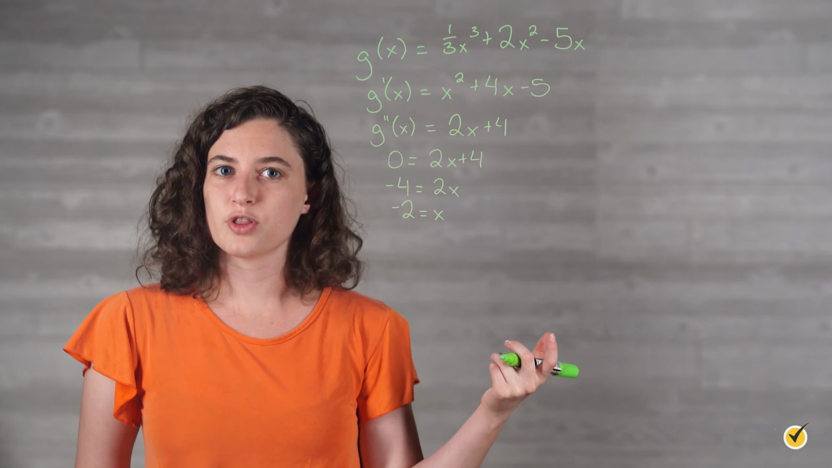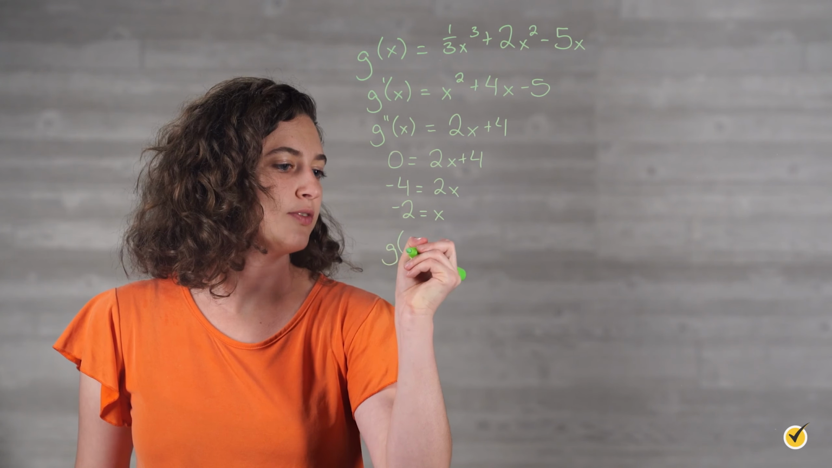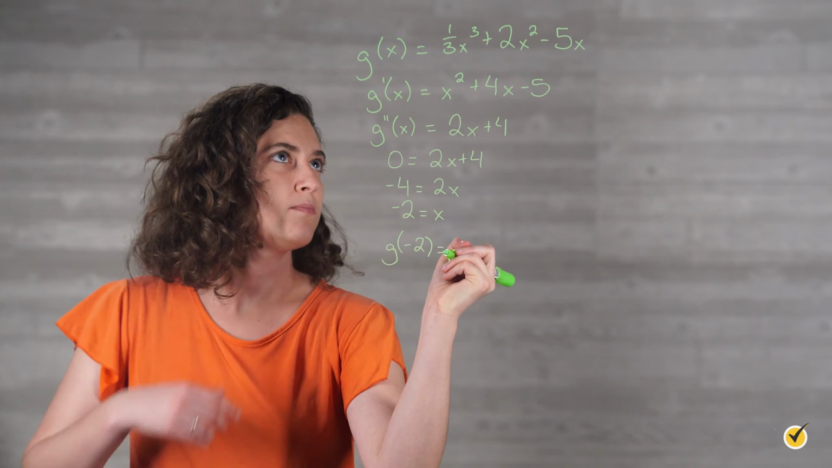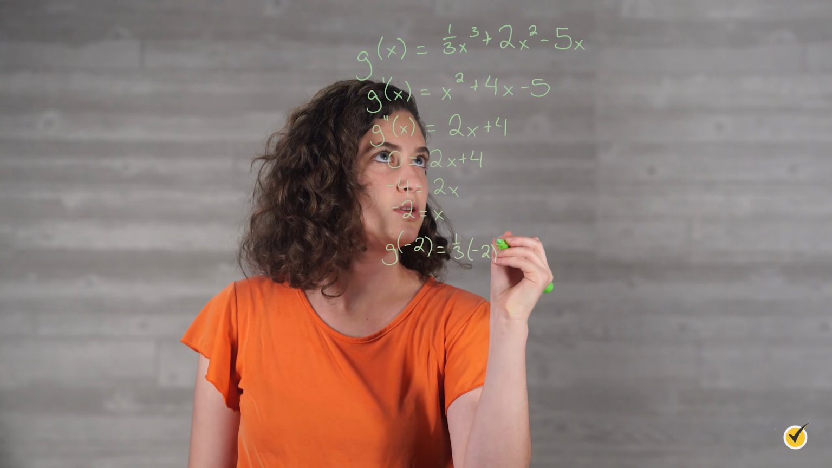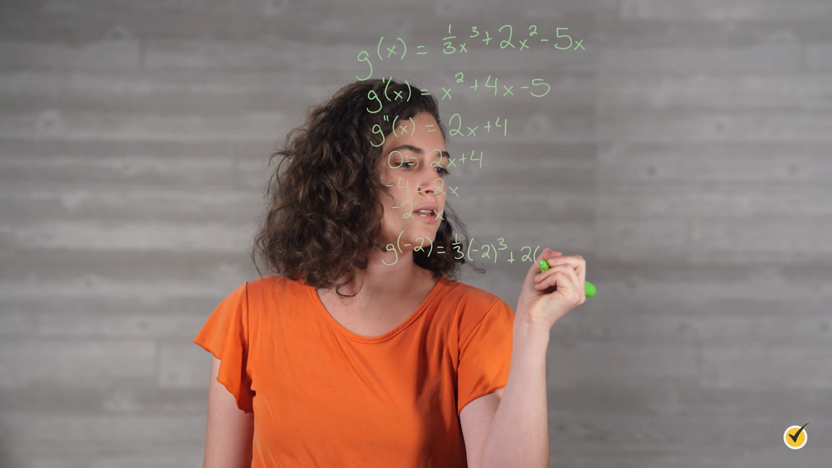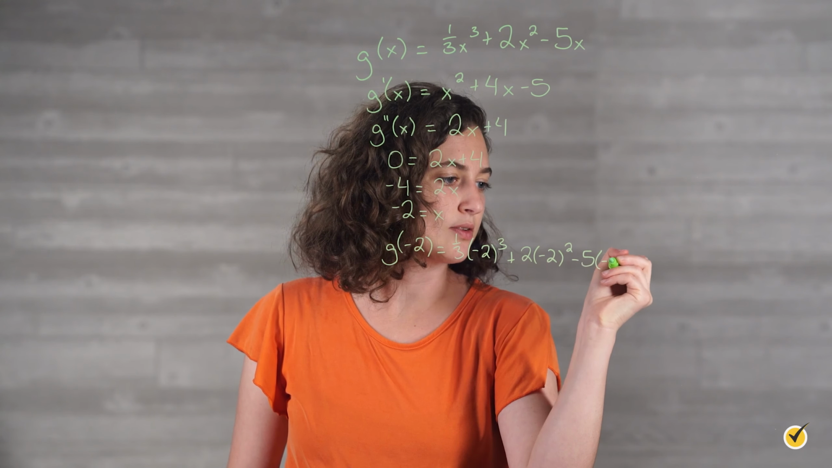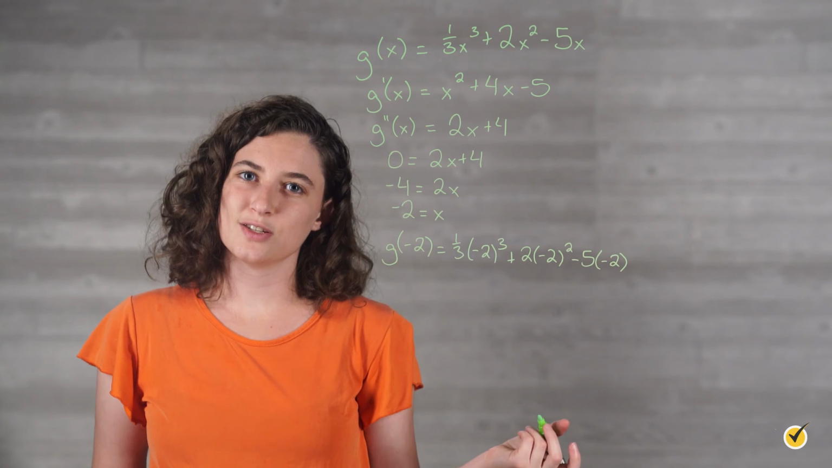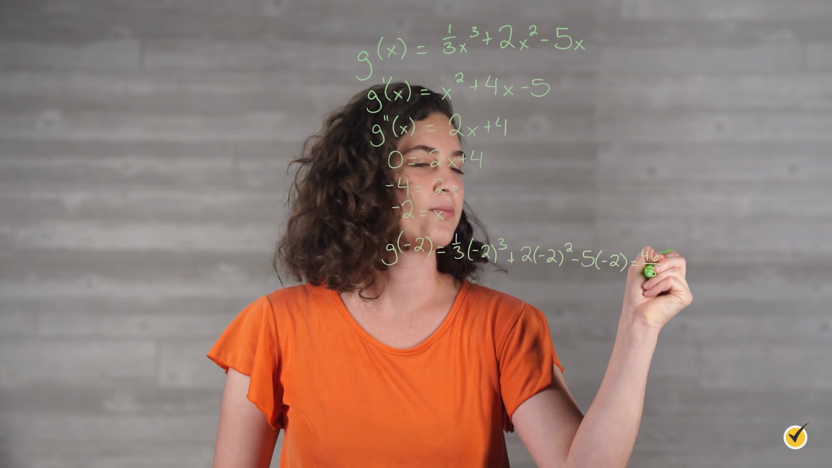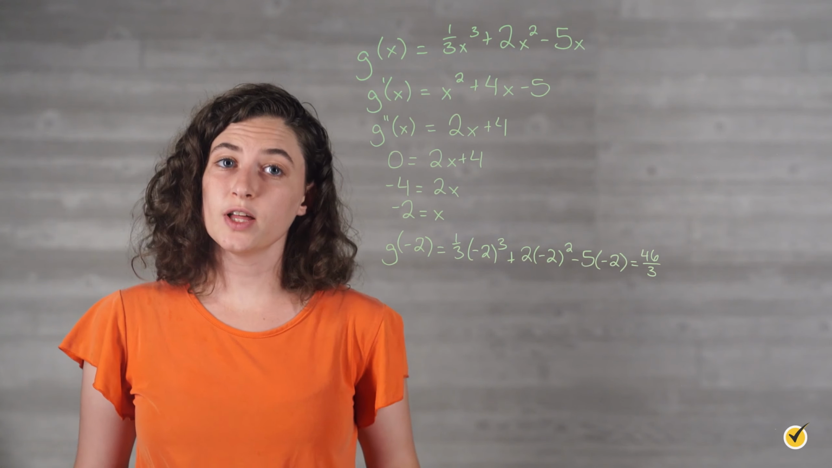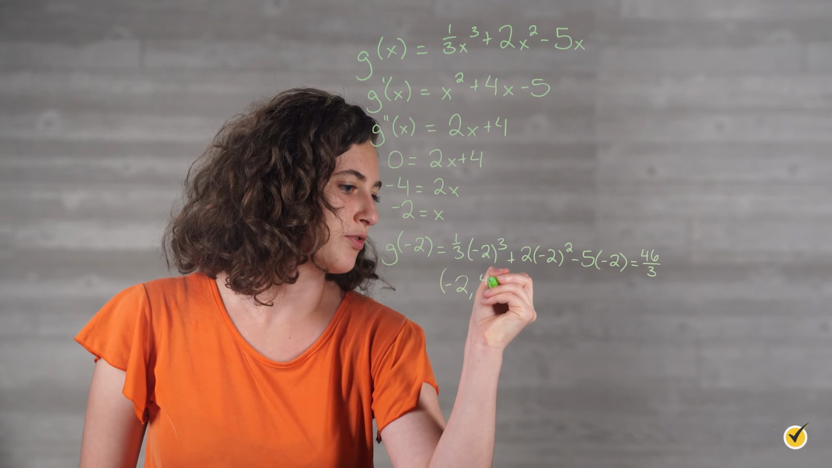To get the y-coordinate for the ordered pair, we can evaluate g at negative 2. So we'll have g of negative 2 is equal to 1/3 times negative 2 cubed plus 2 times negative 2 squared minus 5 times negative 2. If we plug this into a calculator, we'll get 46/3. So the inflection point occurs at negative 2, 46/3.